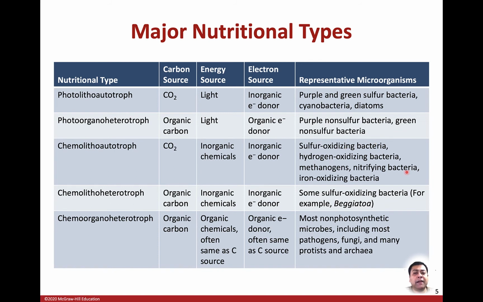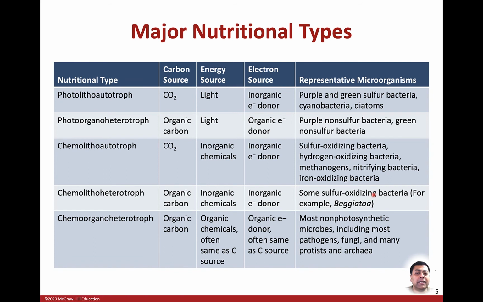So sulfide to sulfate, ammonia to nitrate, iron to iron oxide. These are all different ways that the chemolithotrophs get the electrons to be fixed into their carbon dioxide to reduce this to form food. Chemolithoheterotrophs, on the other hand, have the organic carbon source, heterotrophs as we saw already, the energy source is inorganic chemicals, and an inorganic e-donor.